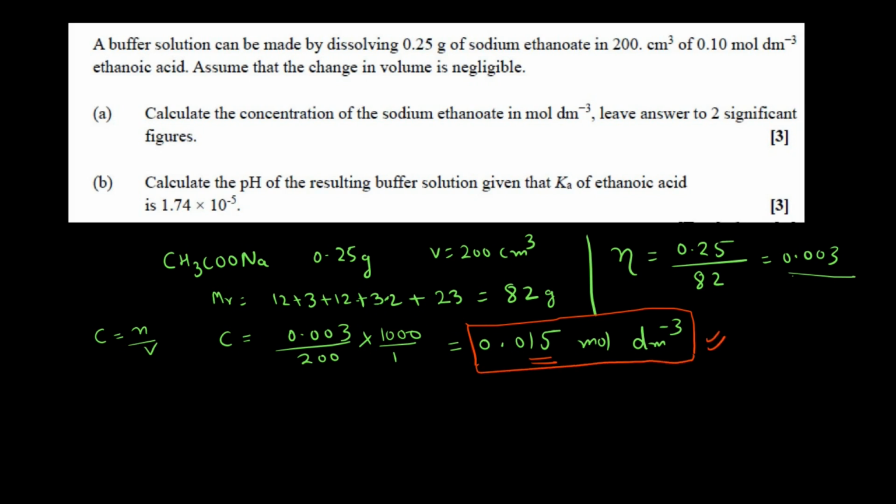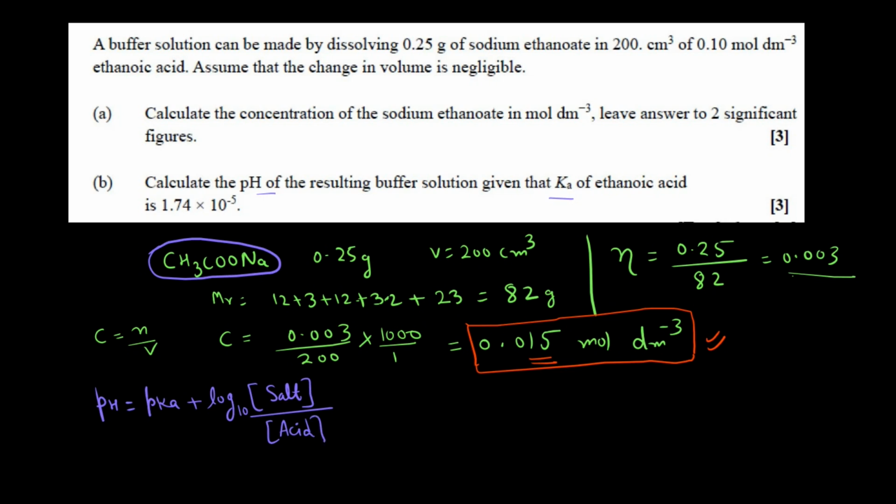Okay, so the next part is: calculate the pH of the resulting buffer solution, given the Ka of ethanoic acid. So sodium ethanoate and ethanoic acid will form a buffer, right? So the pH of that buffer will be given by pH equals pKa plus log to the base 10 of salt over weak acid.